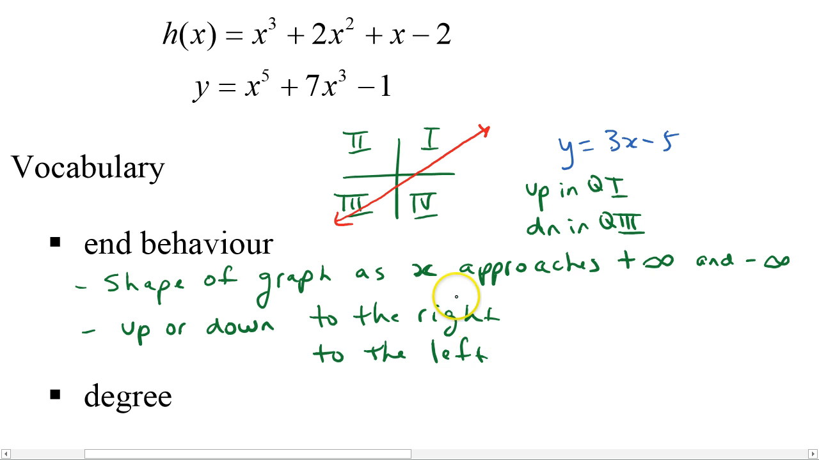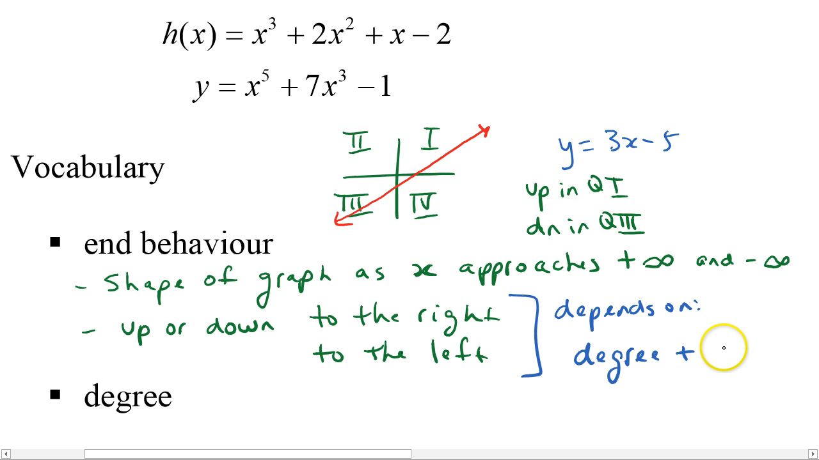If it goes up to the right, it goes up to quadrant 1. If it goes down to the right, it will be going down to quadrant number 4. And by the way, just a little heads up, this whole end behavior depends on two things: the degree, which we're going to be defining next, and the leading coefficient. And in fact, it's just the sign of the leading coefficient.